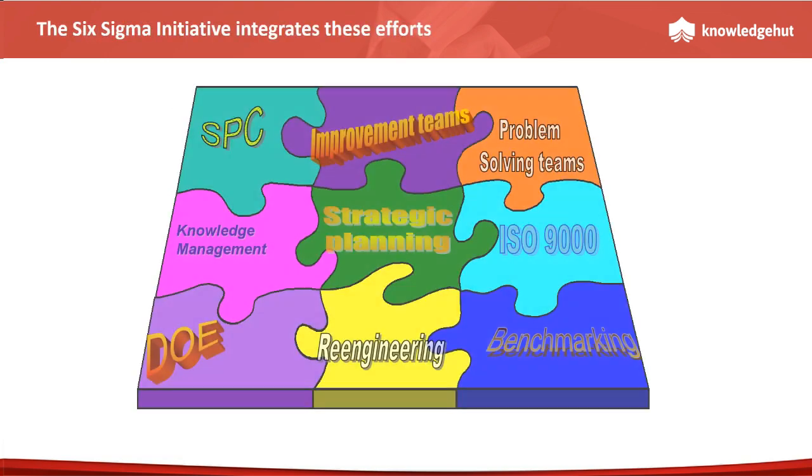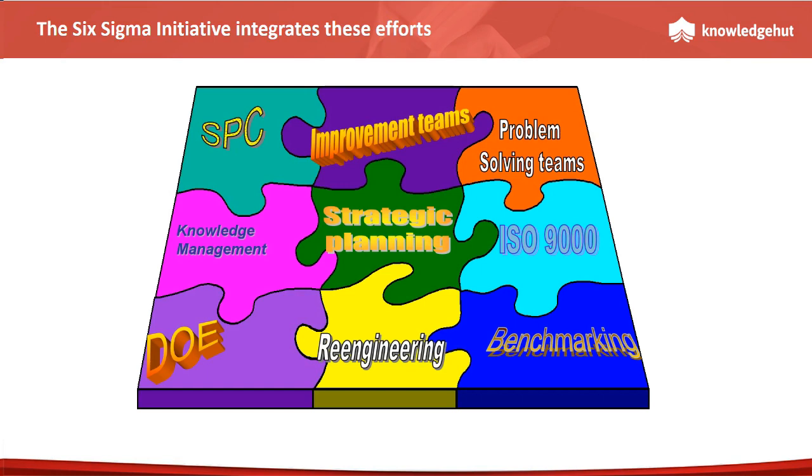The Six Sigma initiative integrates all these efforts: SPC, which is statistical process control, knowledge management, design of experiments, re-engineering, benchmarking, ISO 9000, which is nothing but the quality management system, problem solving teams, and strategic planning.